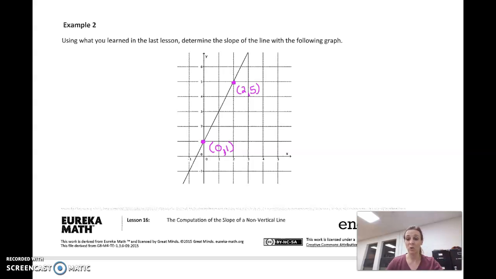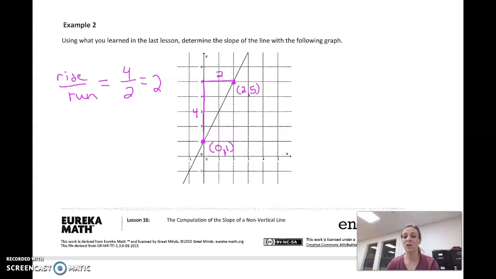Now, the old way of finding slope is rise over run. From here to here, I'm going up 1, 2, 3, 4. I'm rising 4, and I'm running 2. So the ratio of the rise to the run is 4 over 2. If we divide that out, the slope is 2. It means for every 2 we go up, we go over 1.